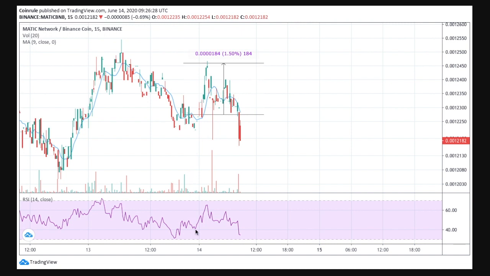We have a low RSI combined with the price above the moving average 9, and you can see that we managed to catch precisely a 1.5% price increase. All good. Here the strategy worked perfectly.